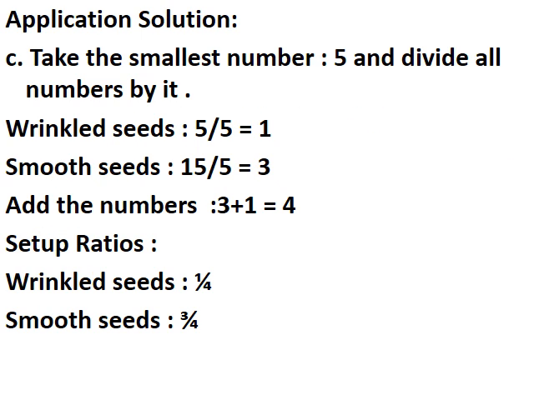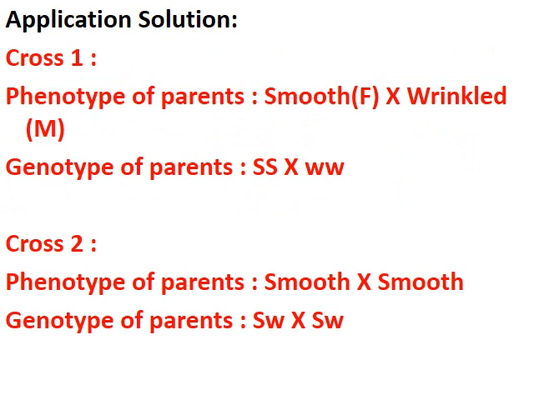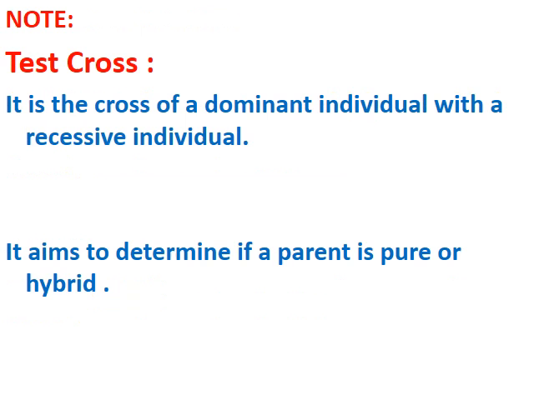How to calculate the proportion? As we said before, the first step is to take the lowest number, which is 5, and divide all the numbers by 5. For the smooth, 15 divided by 5 is 3. For the wrinkled, 5 divided by 5 is 1. Add these two, it's going to be 4. So wrinkled is 1 over 4, and smooth is 3 over 4. Factorial analysis: the experimental results are verified.